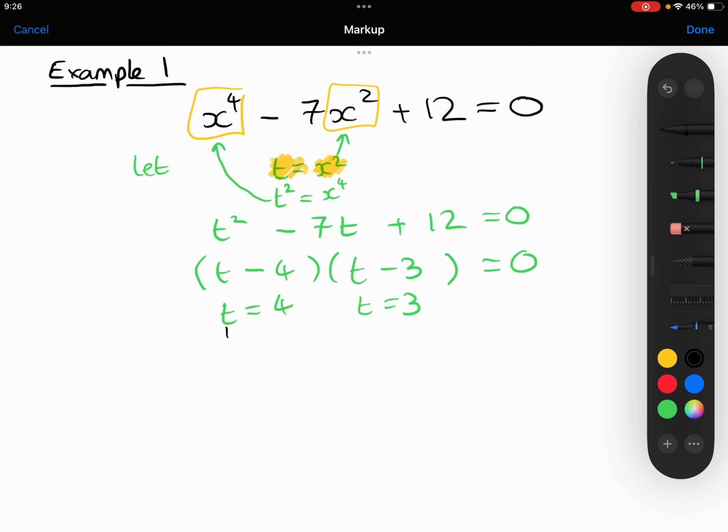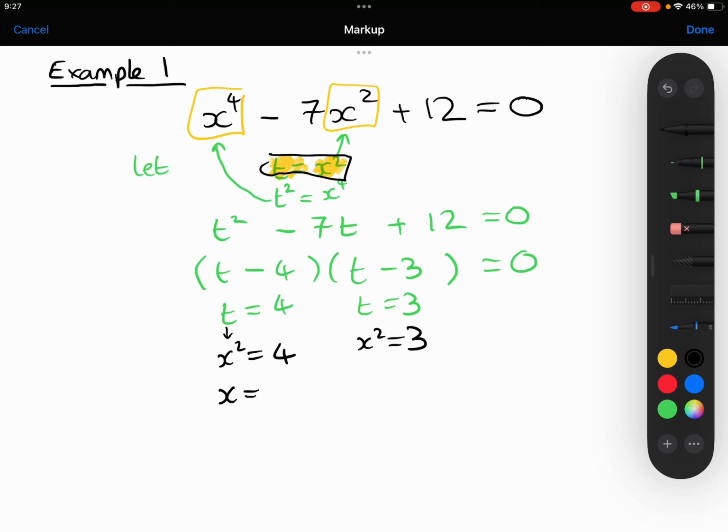So now I'm thinking, well, what was t in the first place? It was x squared. So I've got that x squared is actually equal to 4, or that x squared is actually equal to 3. I'm now going to square root.